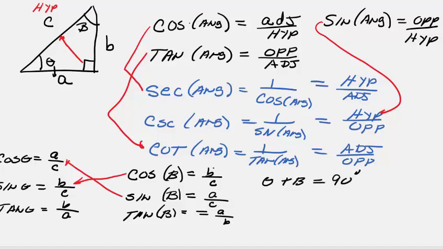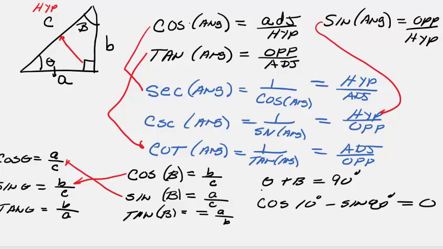So if this is the case, in all cases, then the cosine of theta will also equal the sine of beta, and the sine of theta will also equal cosine of beta. And this works with any two angles as long as they add up to 90 degrees. So if you ever see a question like, what is the cosine of 10 degrees minus the sine of 80 degrees? These have to be the same because 10 plus 80 is 90. This will always be 0.